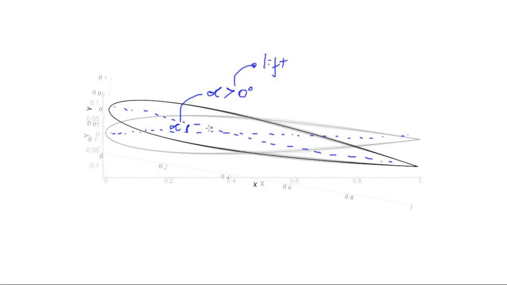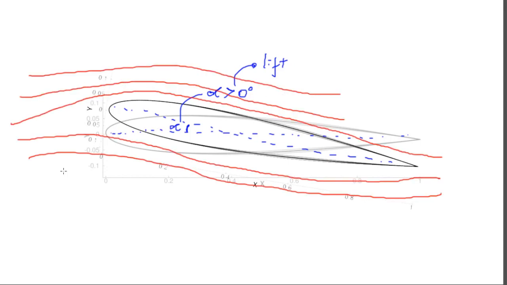What will happen in this case? Here we have our streamlines. The disturbance of the airfoil on the flow modifies the streamlines distribution. So it will induce a different velocity here, let's take this section from A to B, okay?